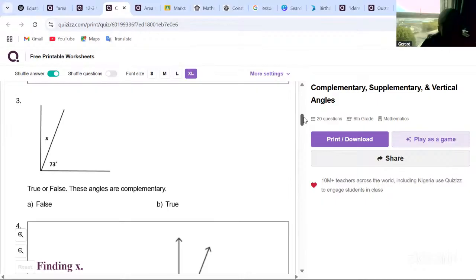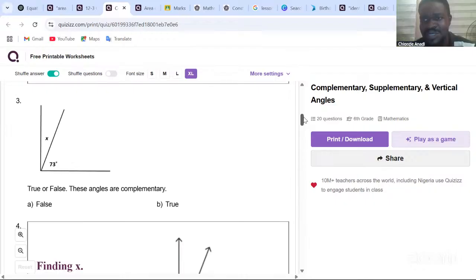Why do you say it's false, Gerald? Because it's 73 degrees, that's why it's false. No, because it doesn't add up to 90. It doesn't add up to 90 because we have x plus 73, right?